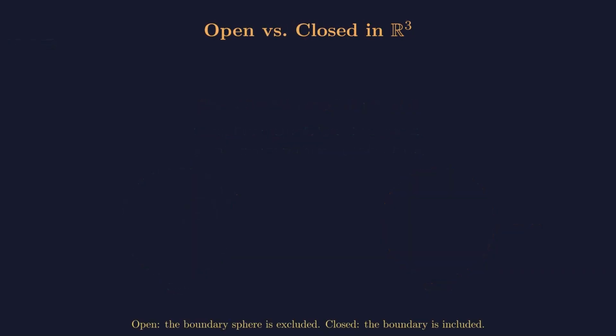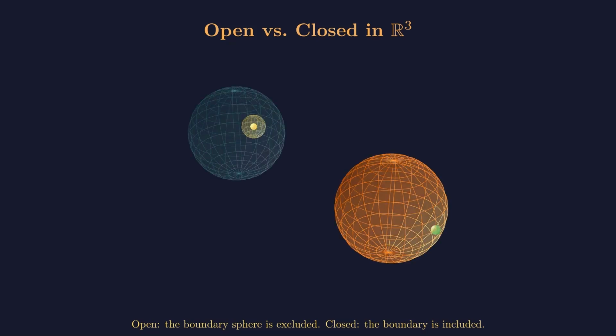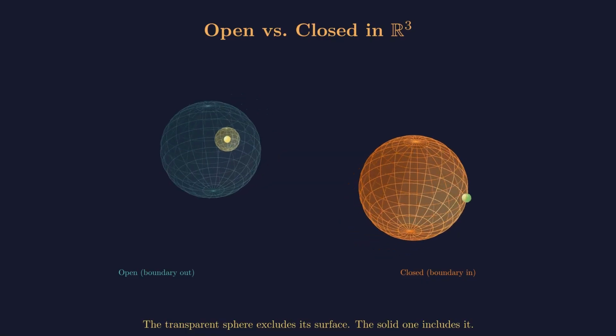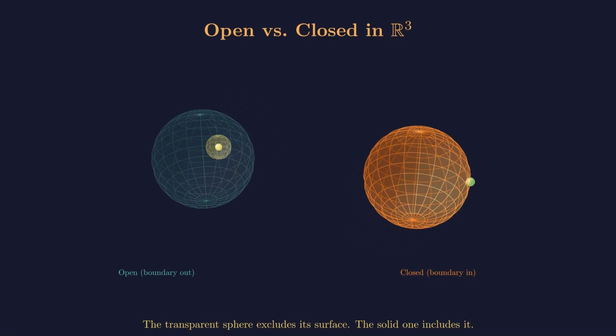In 3 dimensions, the same idea holds. The transparent sphere on the left is open. Its boundary surface is excluded, and every interior point has room to breathe. The solid sphere on the right is closed. The boundary is part of the set. That green dot sits right on the surface, and it belongs to the closed ball.